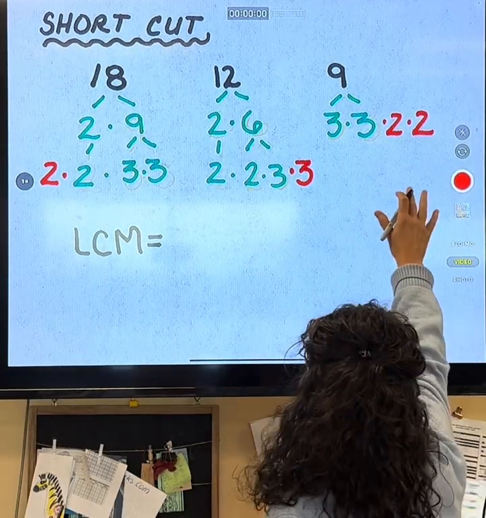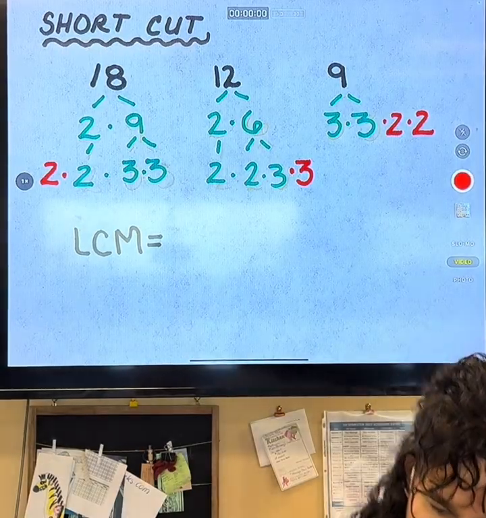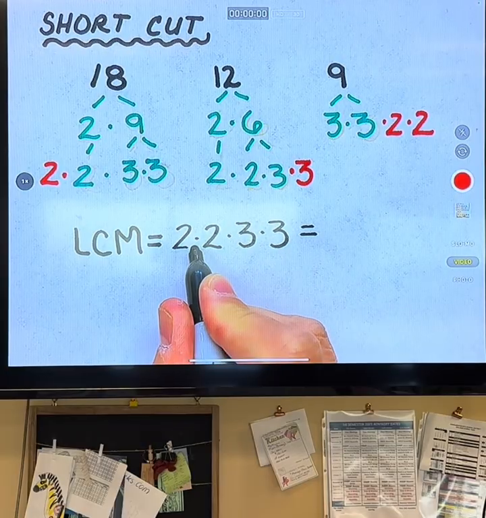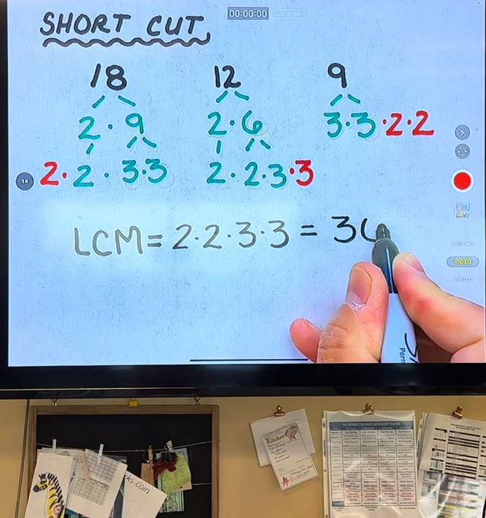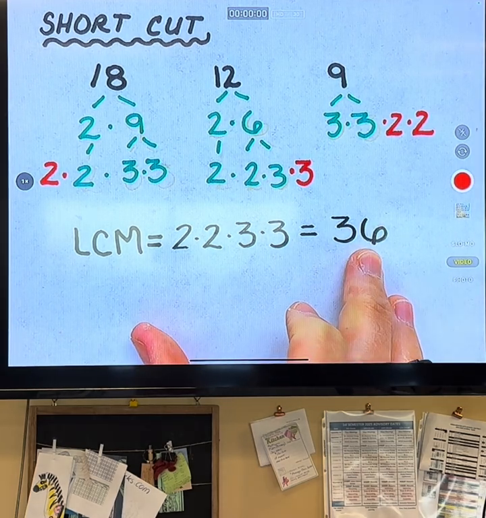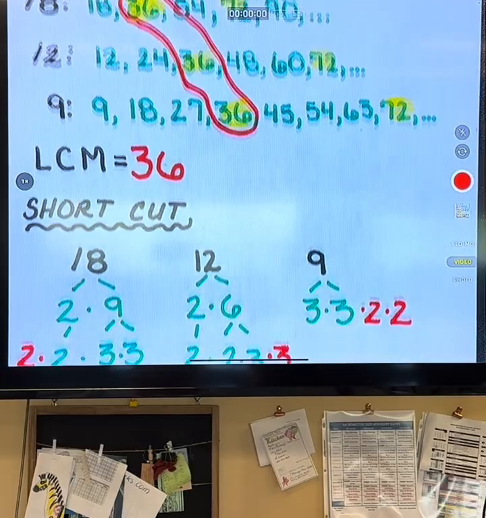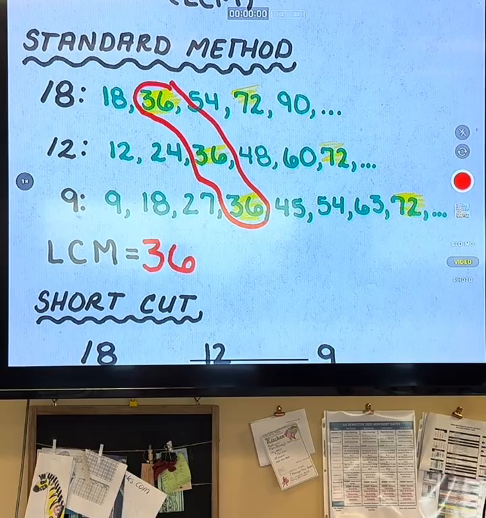Now that they're all the same, let's multiply those together. 2 times 2 is 4, 3 times 3 is 9, and 4 times 9 is 36. The least common multiple is 36. Let's just compare that. We got the same answer by listing them out.